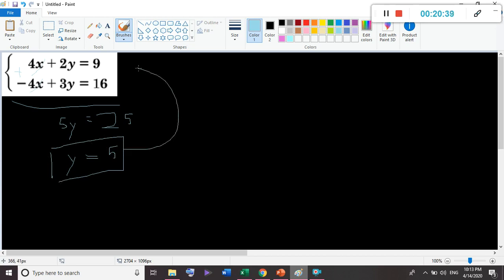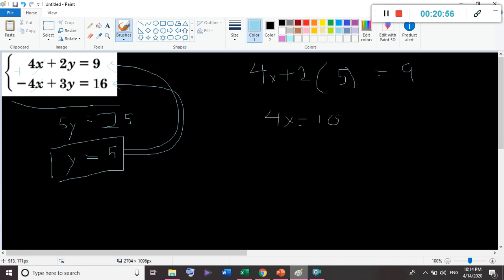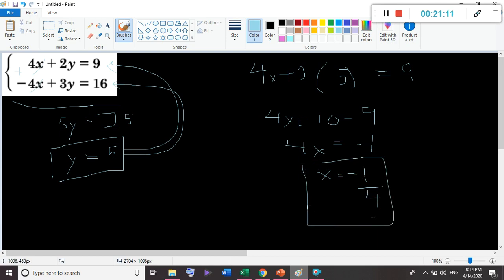We're just going to substitute y either in the first equation or in the second equation. Let's try the first equation here. So it's going to be 4x plus 2 multiplied by 5 equals 9. Then 4x plus 10 equals 9. Then 4x, we're going to move the 10 over there: 9 minus 10, which is -1. x equals -1 over 4. So we got the answer for x, and you can check both answers in the second equation.